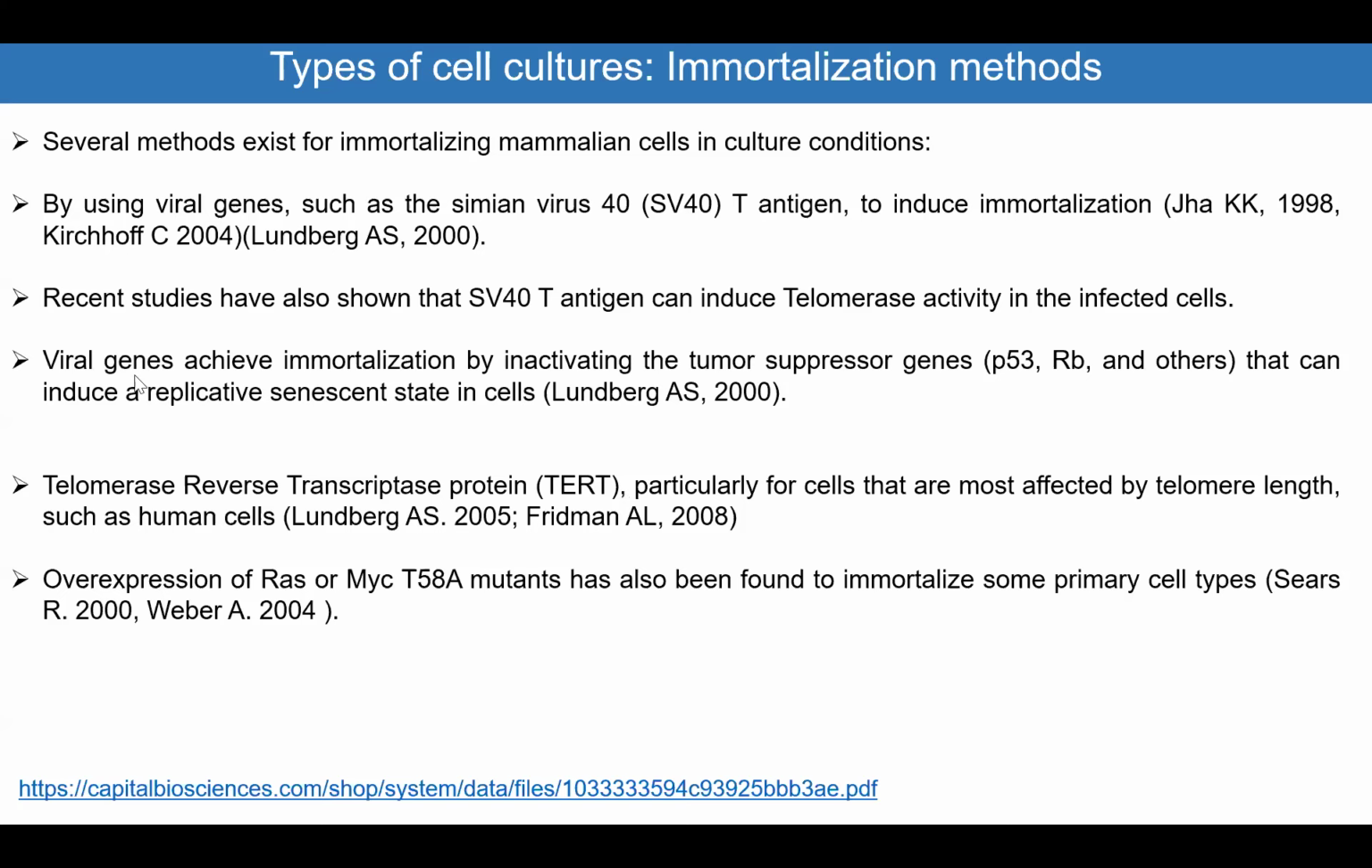Other things that can be achieved by SV40 would be by inactivating tumor suppressor genes because these block the growth, like P53 and RB. And finally, we can overexpress oncogenes like RAS and MYC, and those can cause the cells to be immortalized.